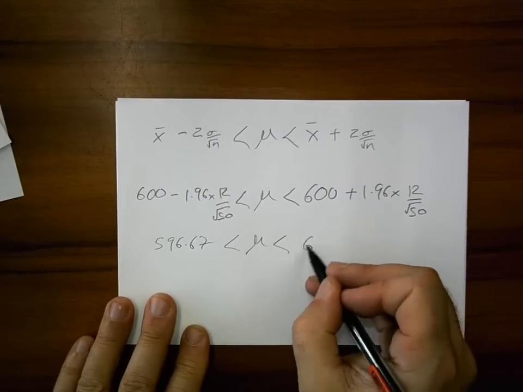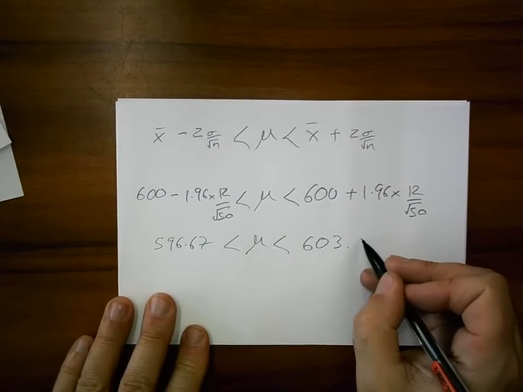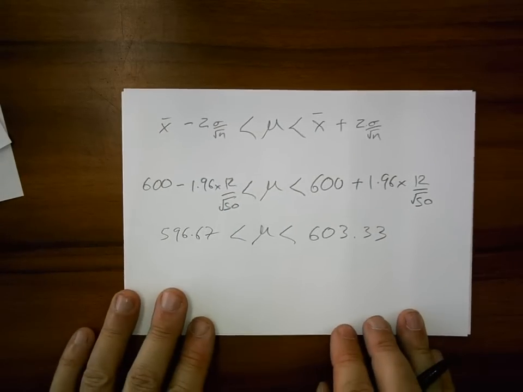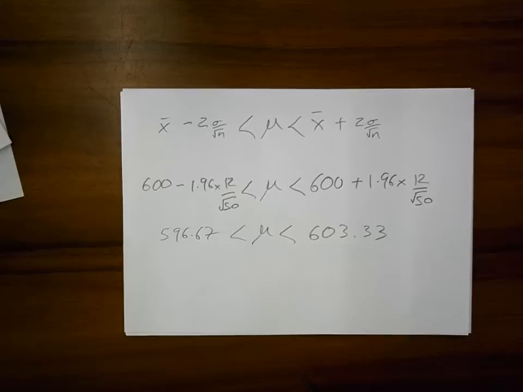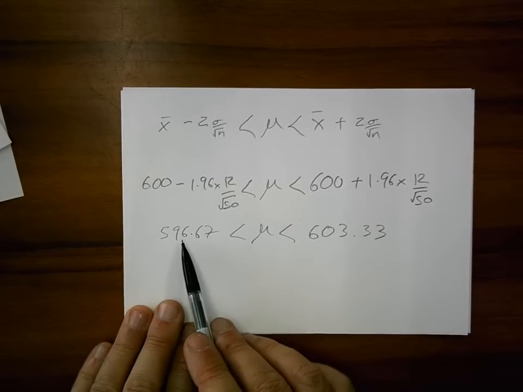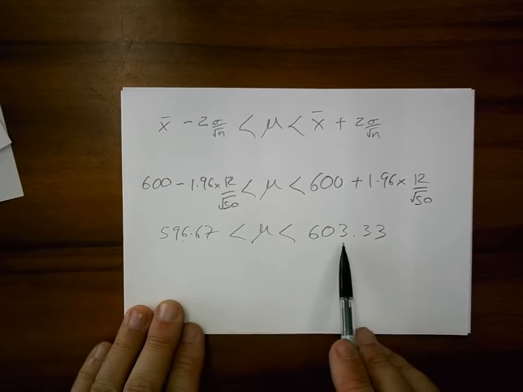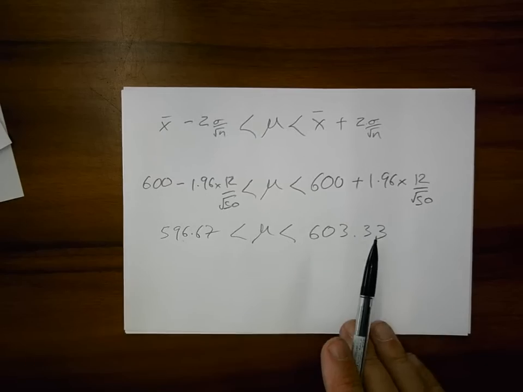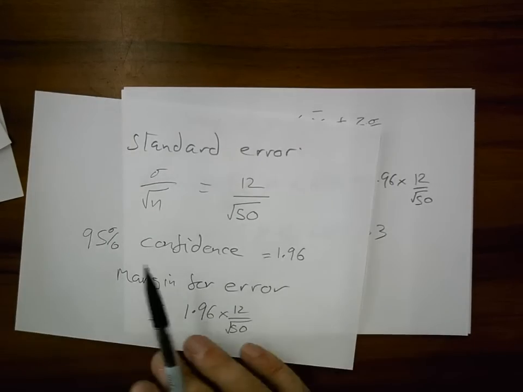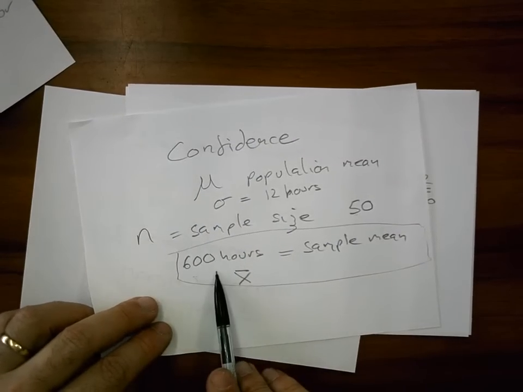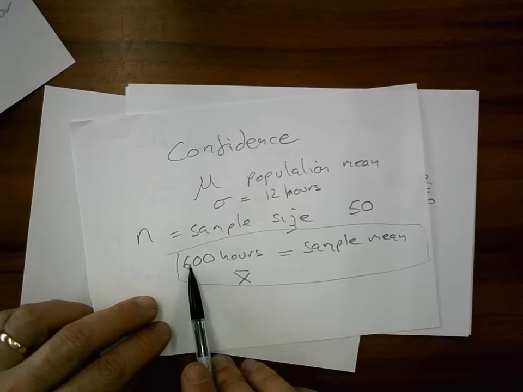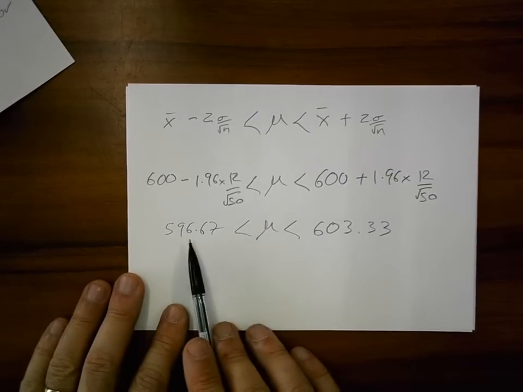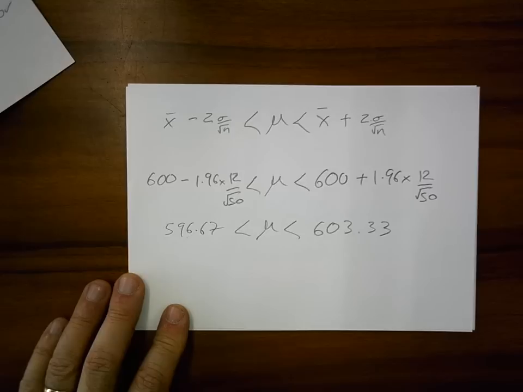And the other one, therefore, is going to be 603.33, I think. Okay. So we are now 95% confident that our light bulbs will last between 596 hours and 603 hours on average. Okay, so having taken our sample of 50, tested them until they went bang, got an average of 600, we are now 95% confident that the real population mean lies between that value and that value.